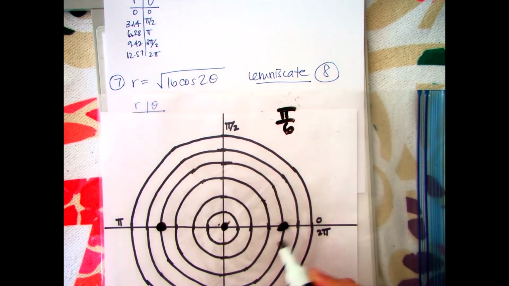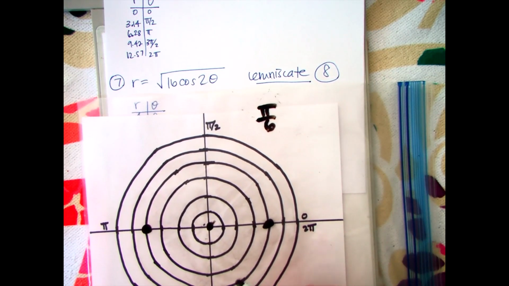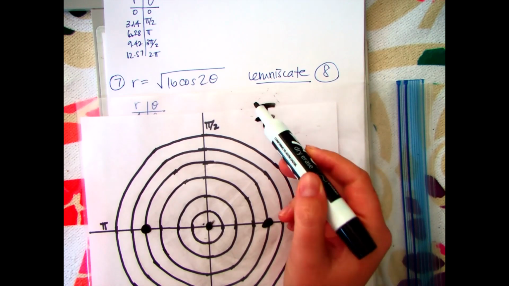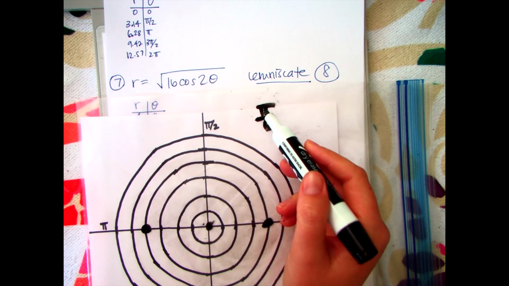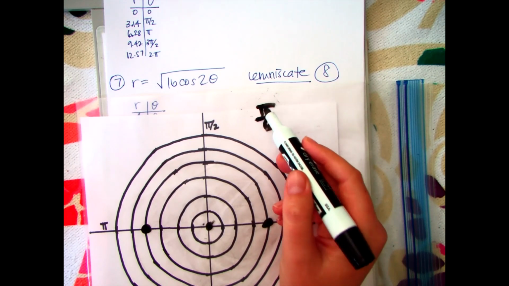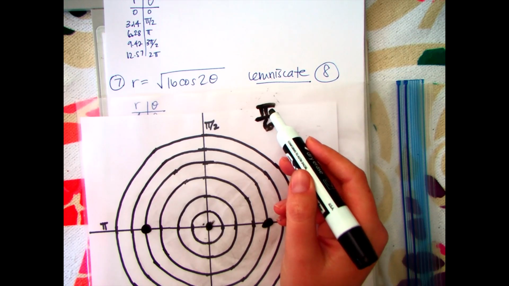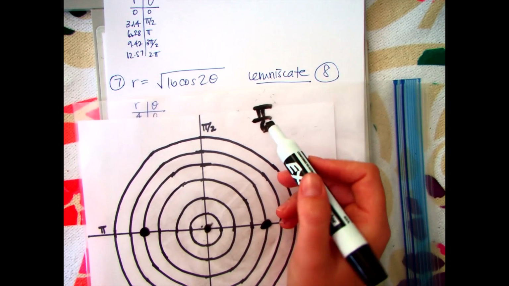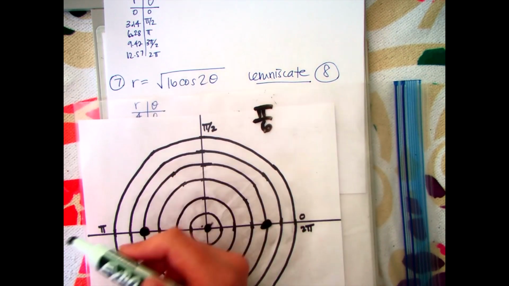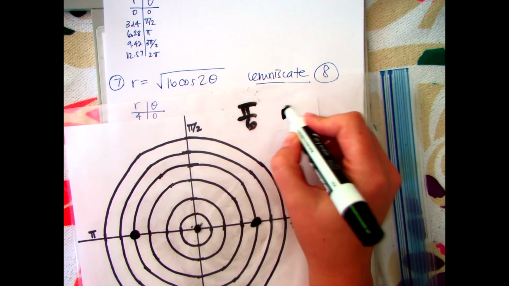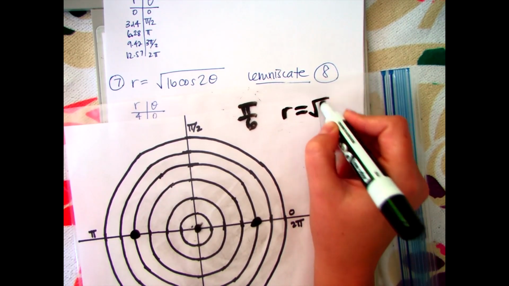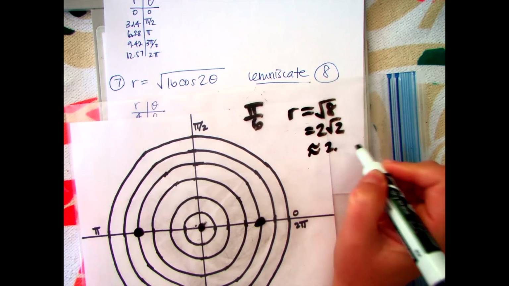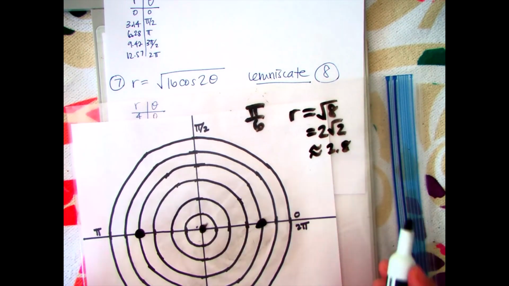Let's start with 30-degree reference angles. So what if I substitute in pi over 6? 2 times pi over 6, 2 pi over 6 is pi over 3. What is the cosine of pi over 3? So what is the x-coordinate of 60 degrees? The x-coordinate of 60 degrees is 1/2, right? 1/2 times 16 is 8. So at pi over 6, the radius is the square root of 8, or 2 square roots of 2, or approximately 2.8. Close enough.